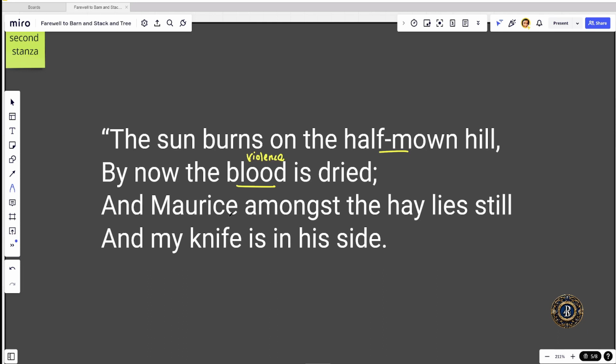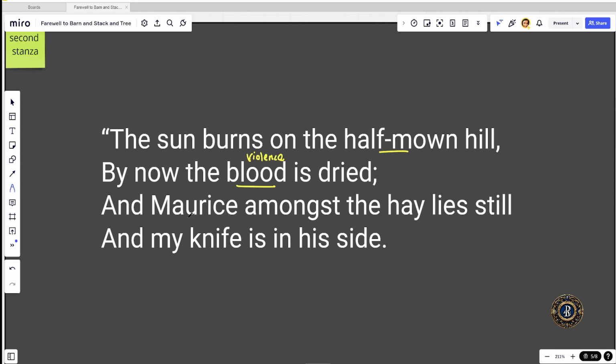And Morris amongst the hay lies still. Now look at the word order. Morris lies amongst the hay, or lies still amongst the hay. Now we know the poets, they can change the word order most of the time to keep the rhyme scheme. And this is what we call inversion.